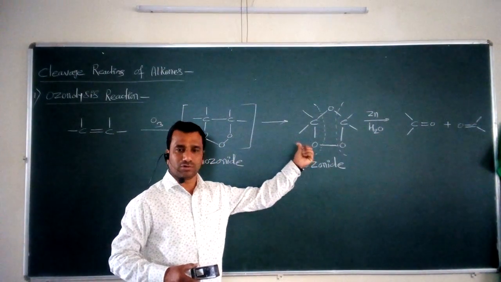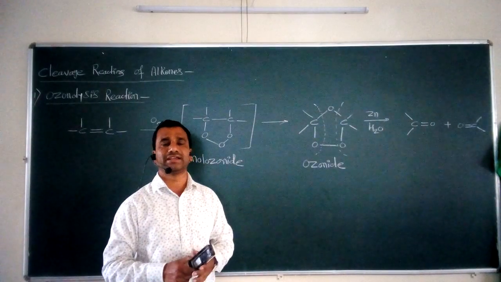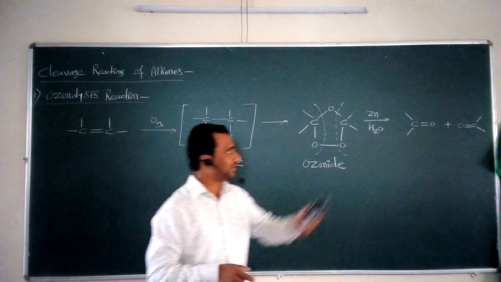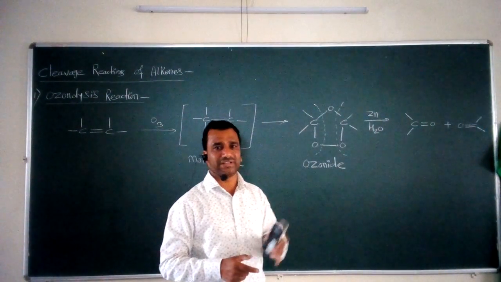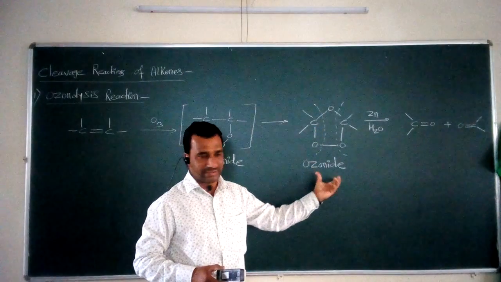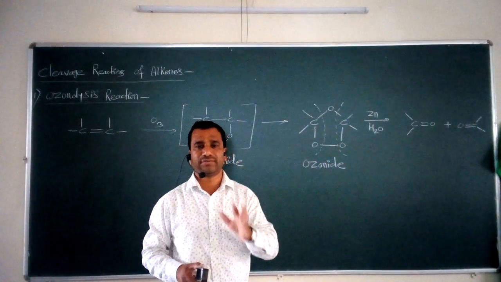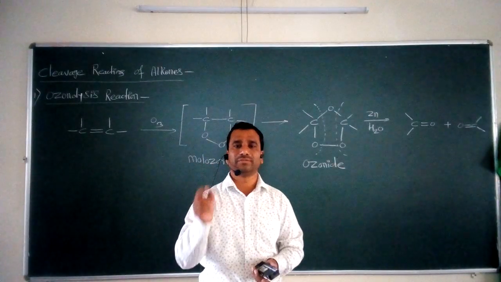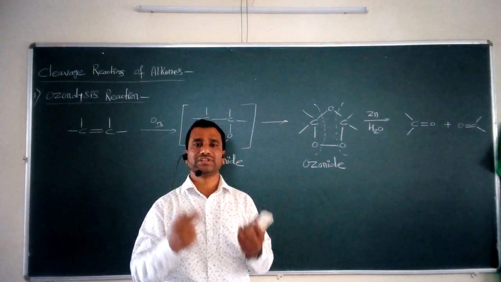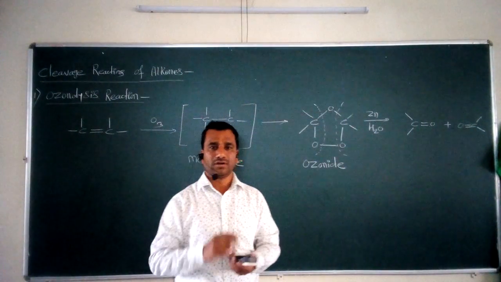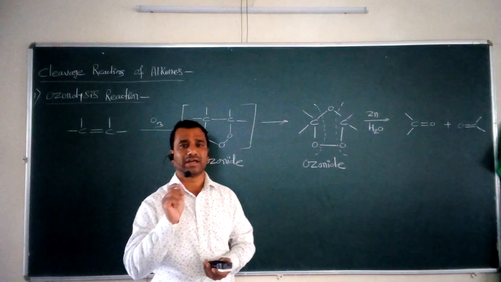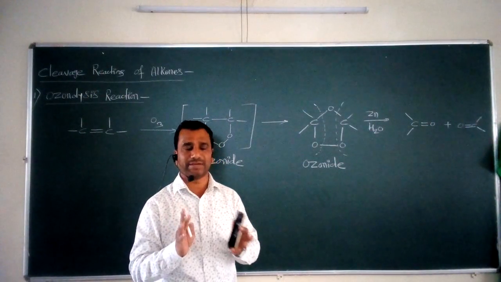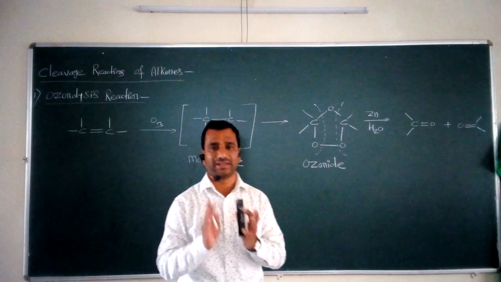So once an ozonide is obtained, this ozonide reacts with zinc and water molecule. After that, the breaking of the bond takes place, and you will get two different types of carbonyl compounds. These carbonyl compounds may be two ketones, or one ketone and one aldehyde, or it may be a mixture of carbonyl compounds. So this type of reaction is called the ozonolysis reaction.